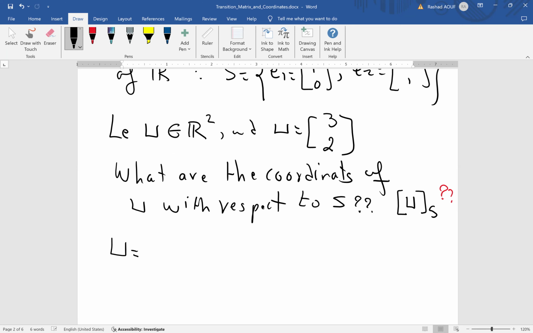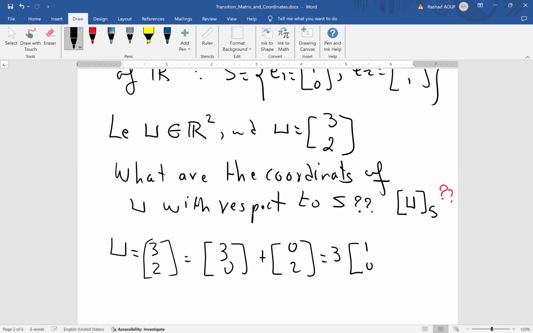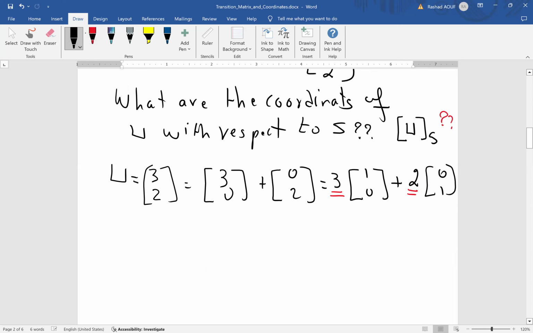Since u equals (3, 2), we can write it as (3, 0) plus (0, 2). Taking out the factors, that's 3 times (1, 0) plus 2 times (0, 1). So the coordinates are 3 and 2, because we can write them like this: 3e1 plus 2e2. With the standard basis, the coordinates are the same as the components. If not, we have to solve a system of linear equations and find x and y.